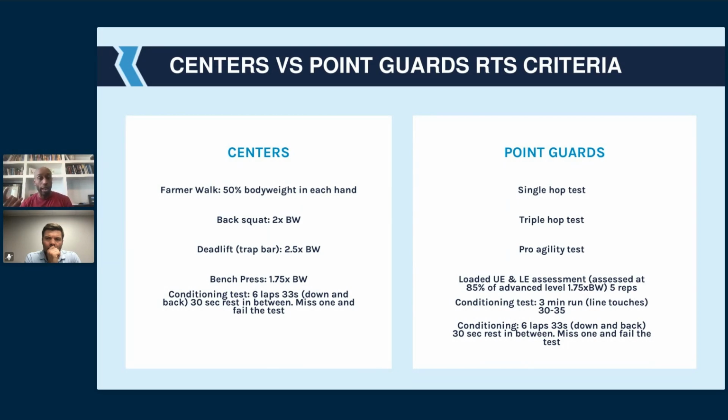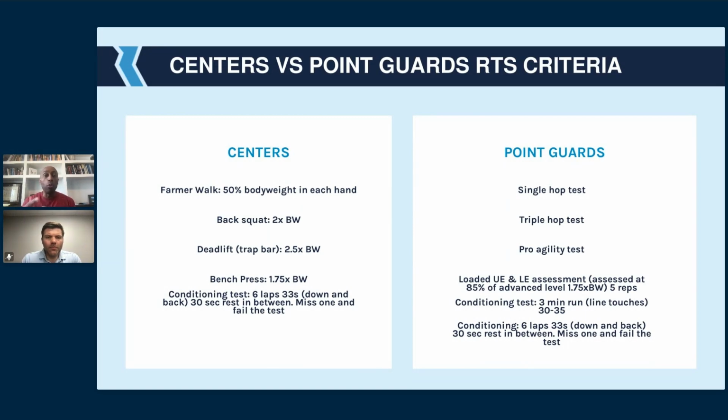Whereas now you have our guards, and he told me this conditioning test for the guards is more so a 3 minute run, and 30 to 35 line touches is considered passing. So down and back for 3 minutes. And that makes more sense, right? Because they play more minutes. They're going to be required to play more minutes throughout the game. They have more to do: run the offense, play perimeter defense.